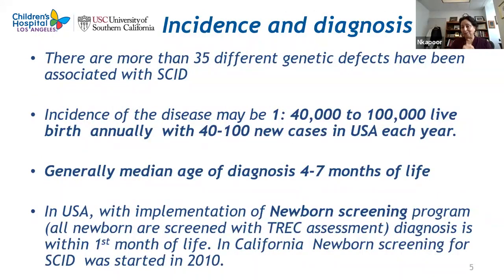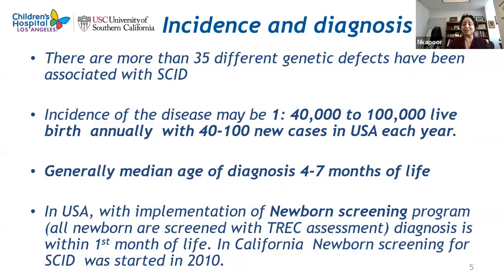All right. So at present time, how do we diagnose, and what is the frequency, how often does that happen? Yes, we are dealing with rare genetic diseases, but there are about 35 different genetic defects which have been identified, which can be associated with so-called severe combined immunodeficiency. And when we look at how often that happens, there may be 1 in 40,000 to 1 in 100,000 live births affected with severe combined immunodeficiency. So there are about 40 to 100 new cases of severe combined immunodeficiency born in the US each year.